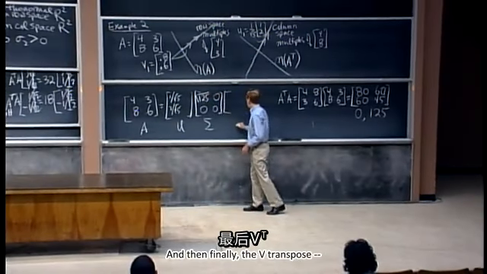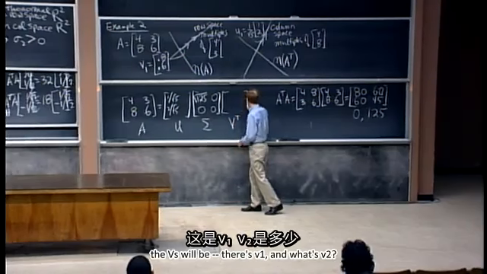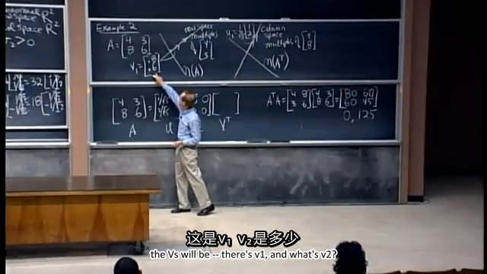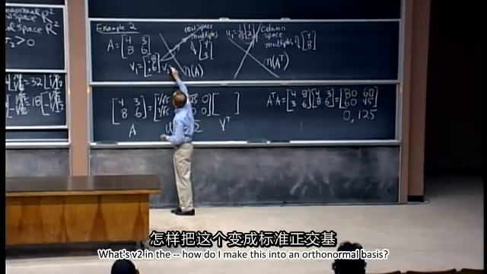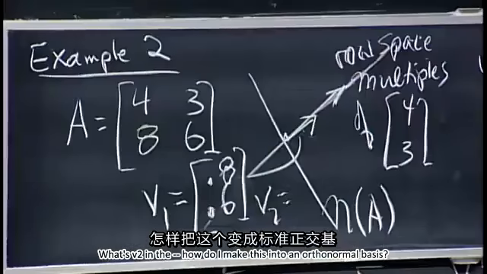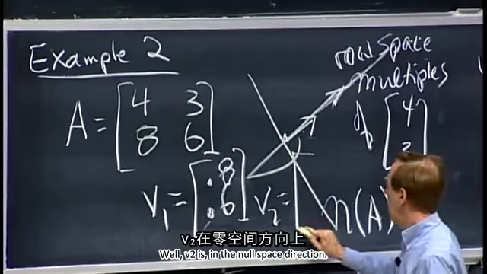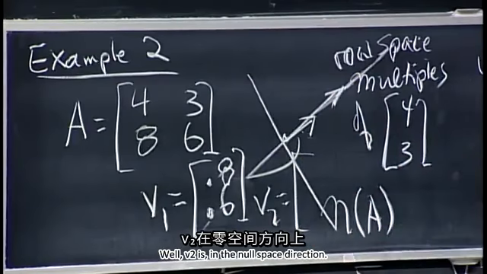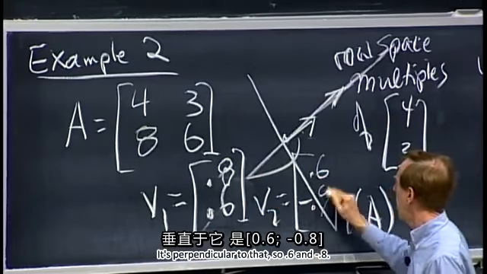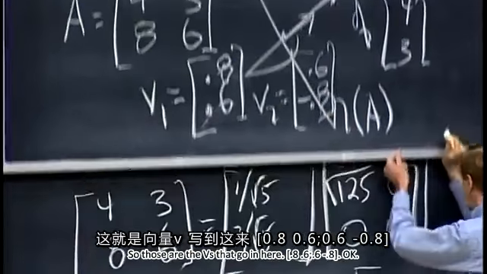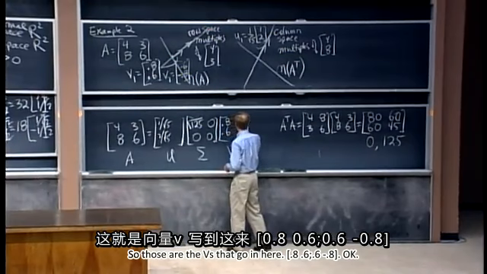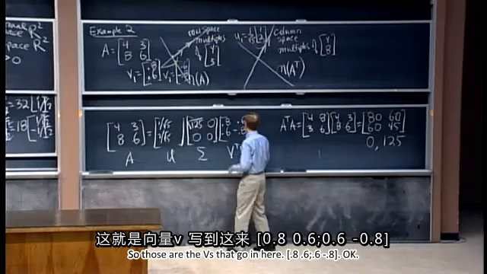And then finally, the V transpose. The V's will be, there's V1. And what's V2? How do I make this into an orthonormal basis? Well, V2 is in the null space direction. It's perpendicular to that, so 0.6 and minus 0.8. So those are the V's that go in here: 0.8, 0.6, and 0.6, minus 0.8.